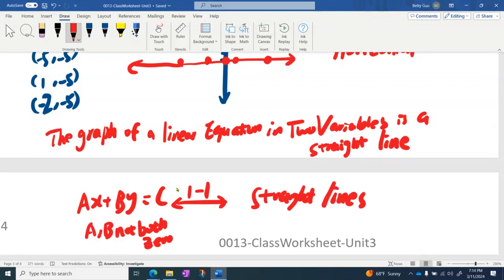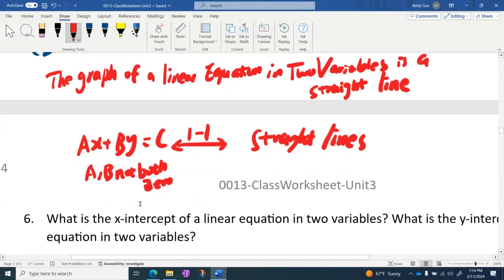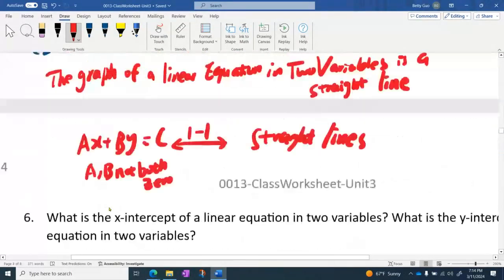Those are two things that represent the same thing in two different forms. The equation is the algebraic expression of straight lines, and straight lines are the geometrical or graphical expression of the linear equation in two variables. One is in algebra, the equation, and the other is in geometry, the straight lines. Format-wise they're different, but in essence they're the same thing.